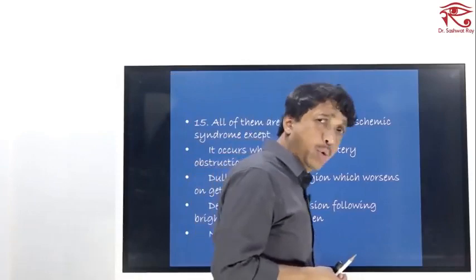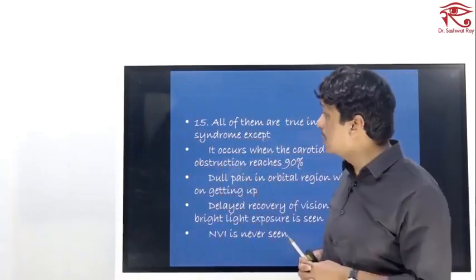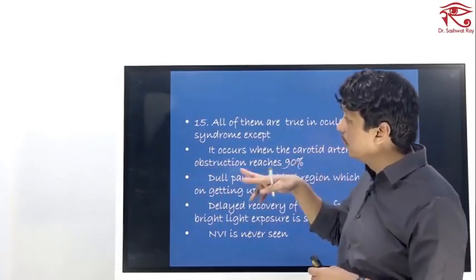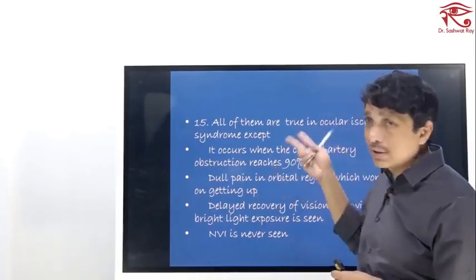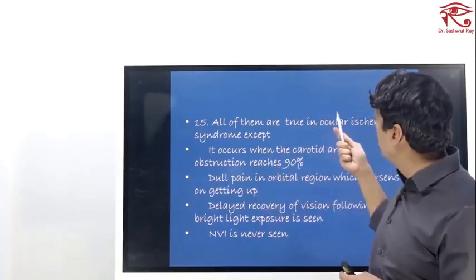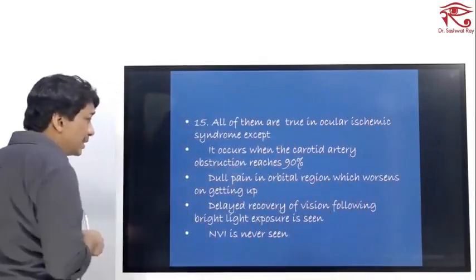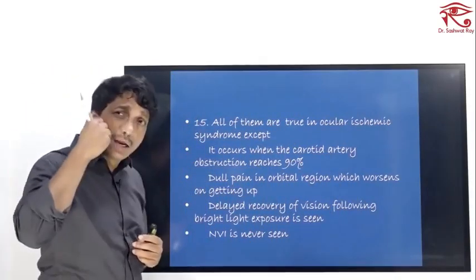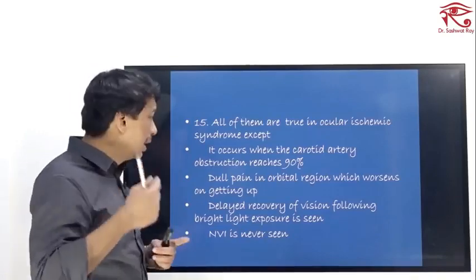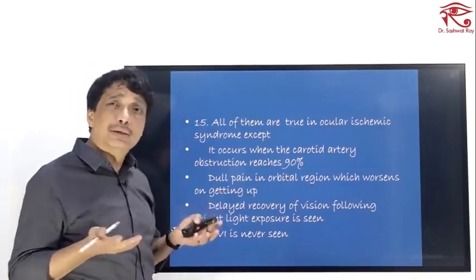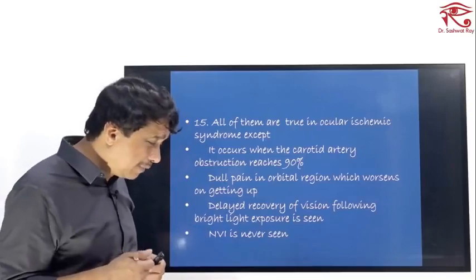Please remember, when the carotid artery obstruction reaches 90%, then there is obstruction of the blood flow to the ophthalmic artery and central retinal artery, and this is when we get ocular ischemic syndrome. Choice B offered to us is a dull kind of pain in the orbital region, which worsens on getting up, is absolutely correct. This is a very typical finding.